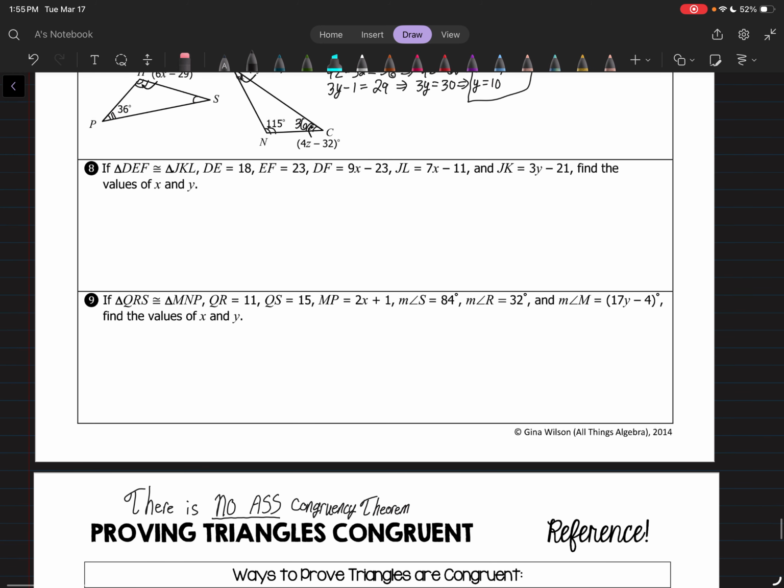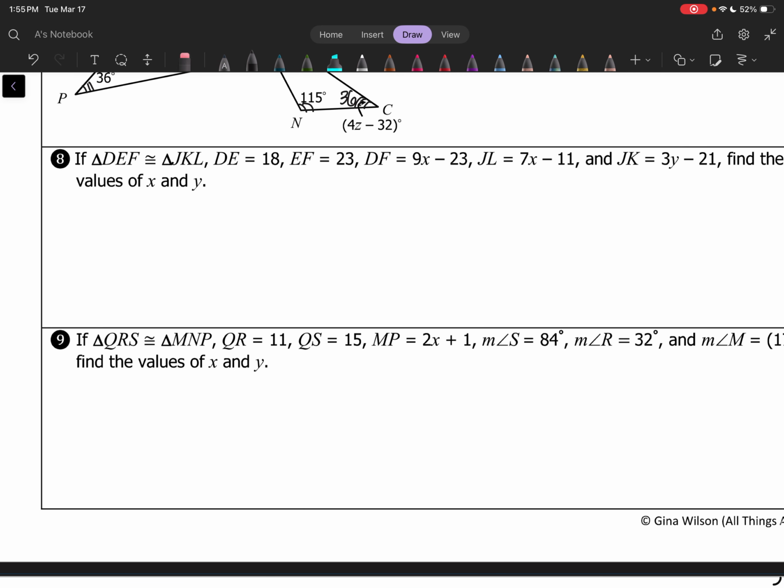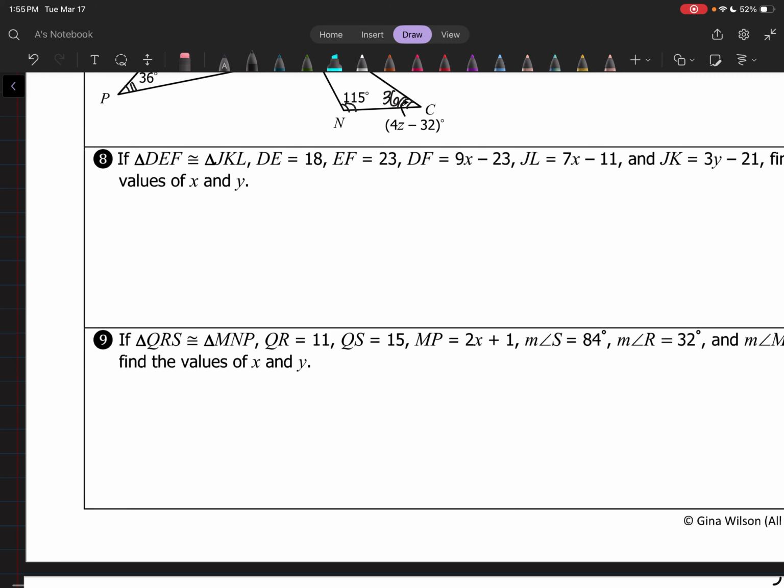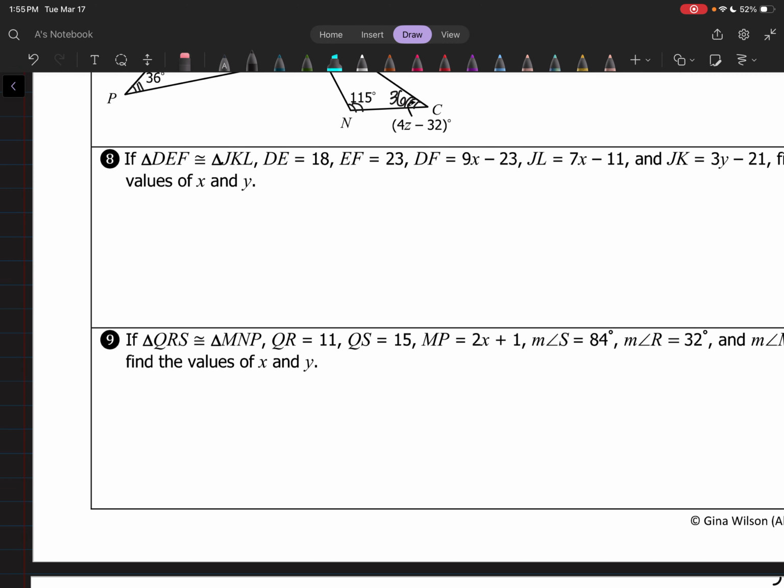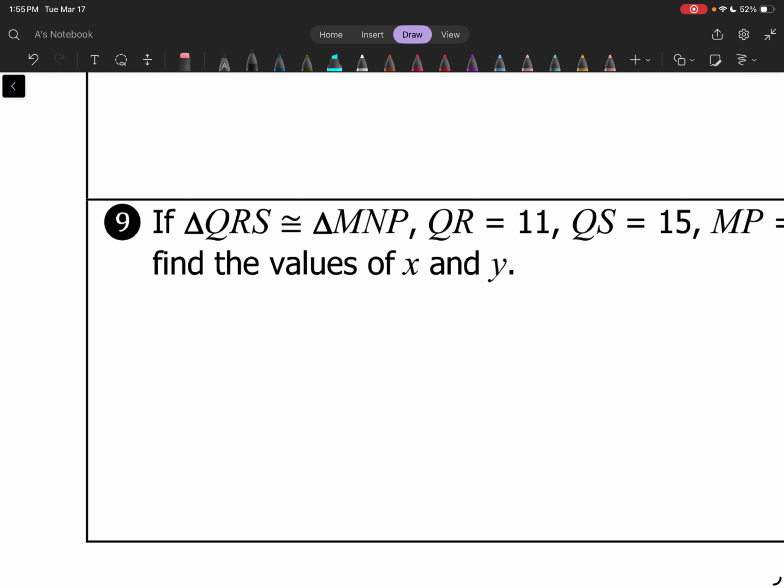For numbers 8 and 9, I would highly recommend that you draw the triangle. Now I'm going to do number 9. If triangle QRS is congruent to MNP. Now, it's not technically required to draw them in the same order. However, it makes it much easier. QRS, M, N, P.